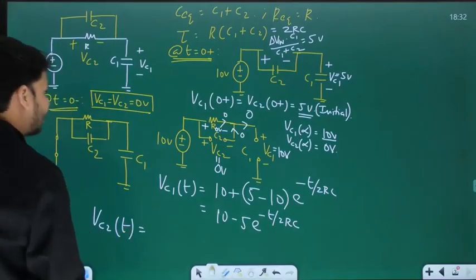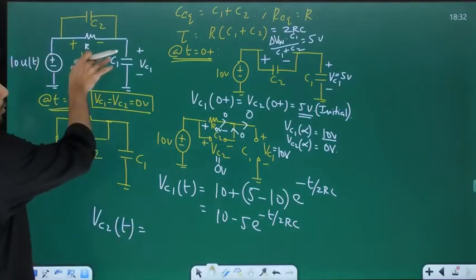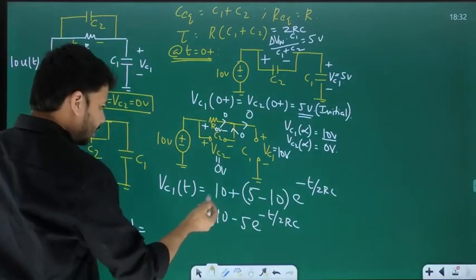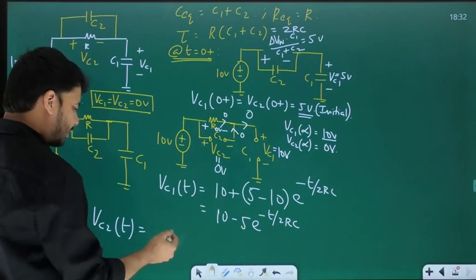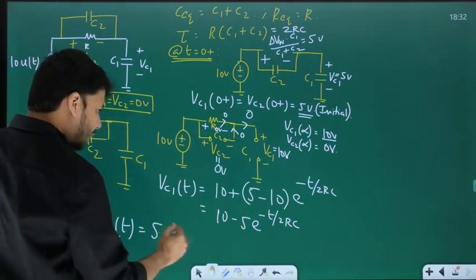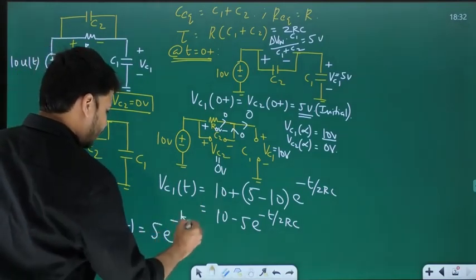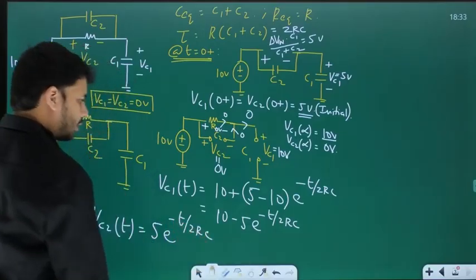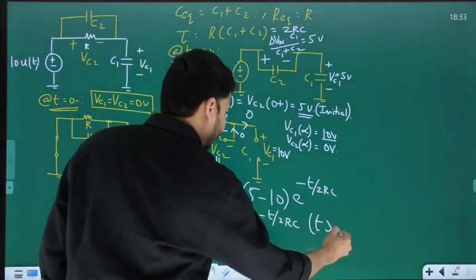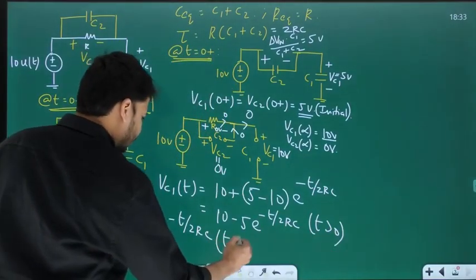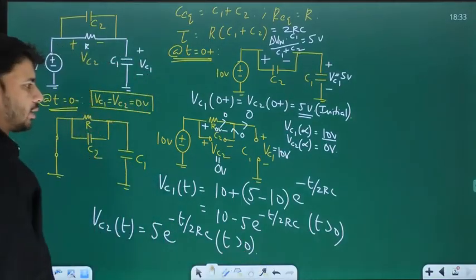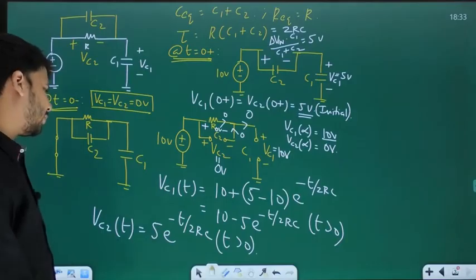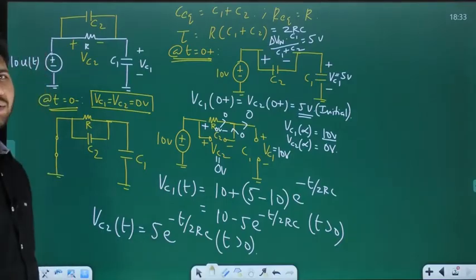Then what about VC2 of t? For VC2, initial value is 5. Final value is 0. So final plus (initial minus final): final is 0, initial is 5. So is it not 5 times e power minus t by 2RC? And of course, this is for t greater than 0. This is also for t greater than 0. Understood?